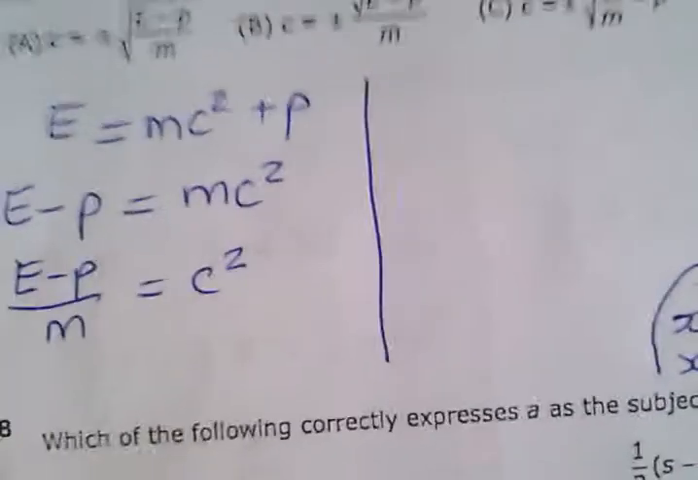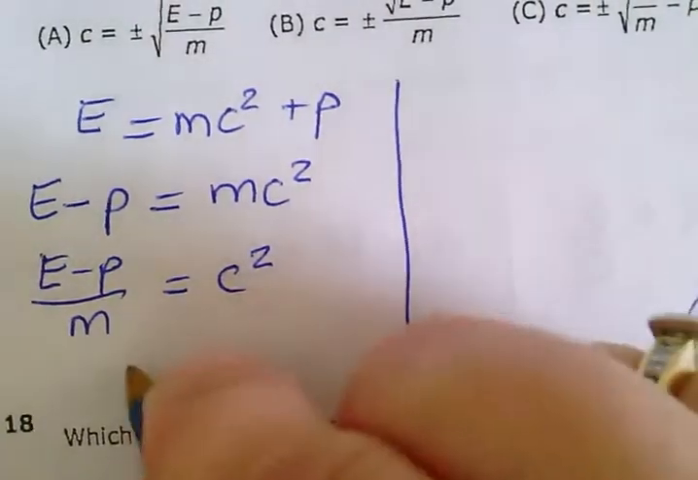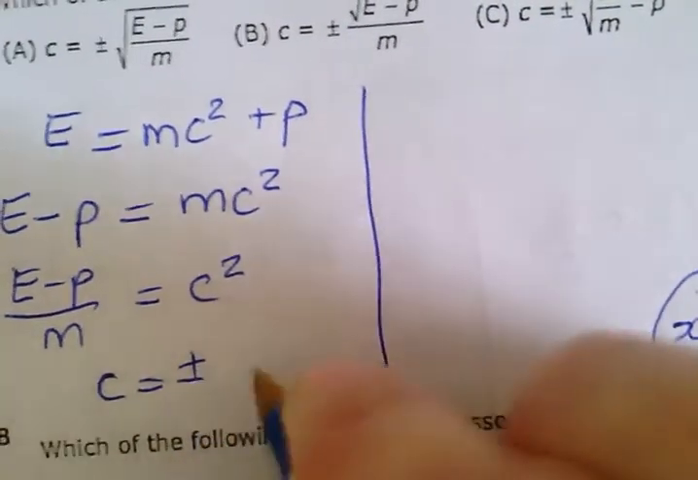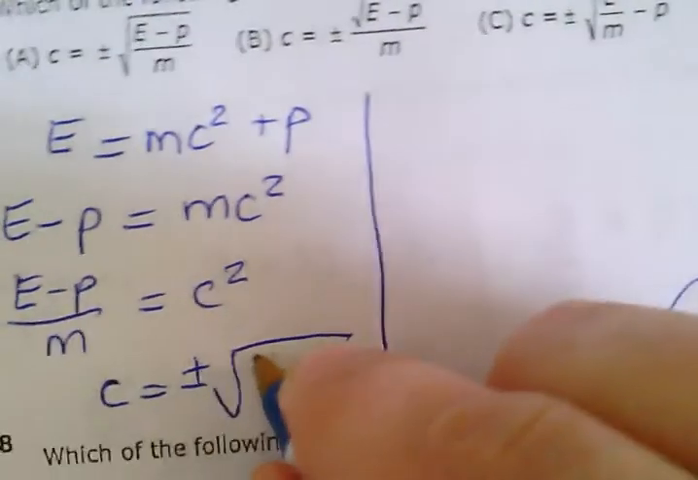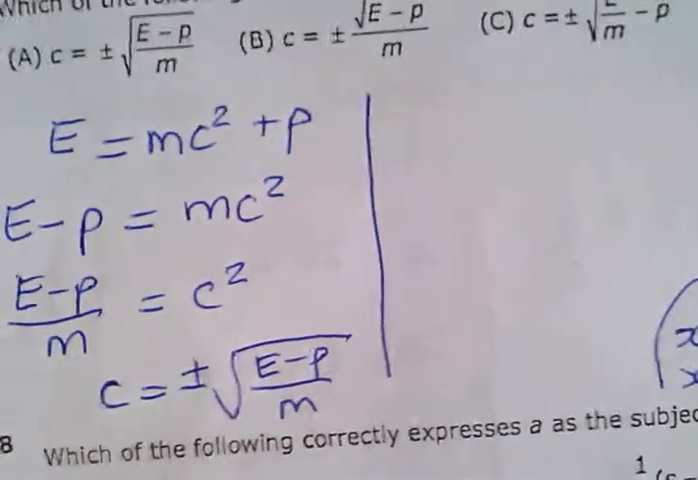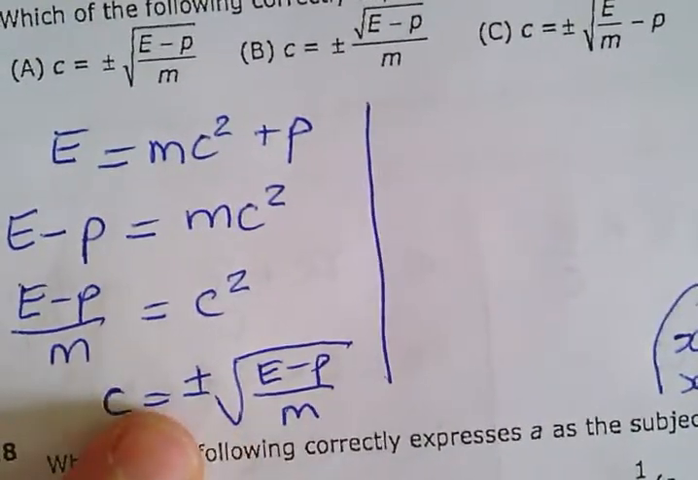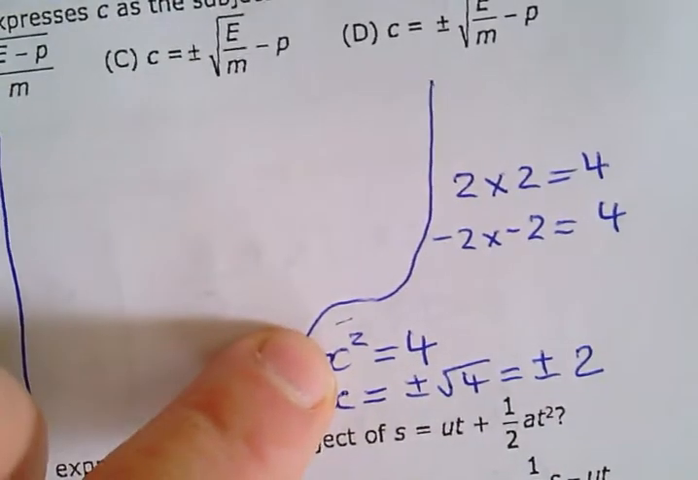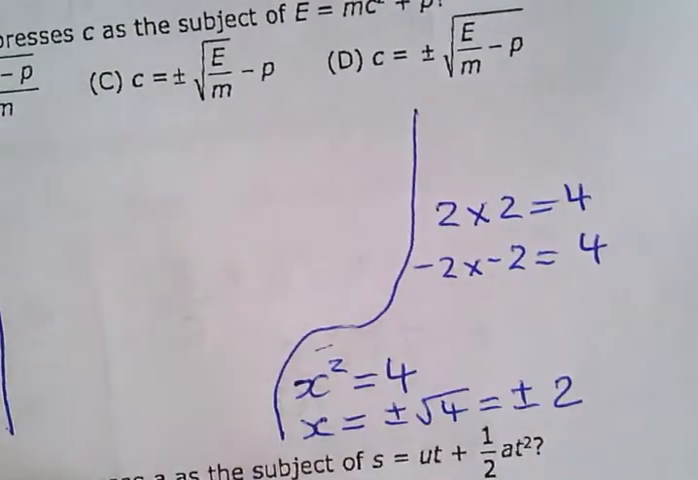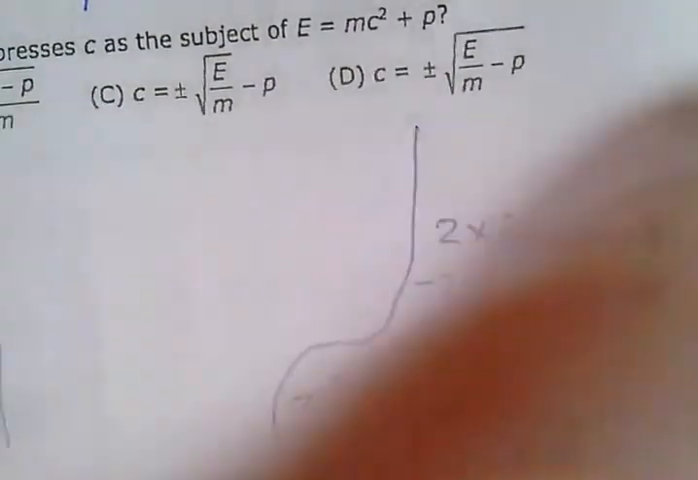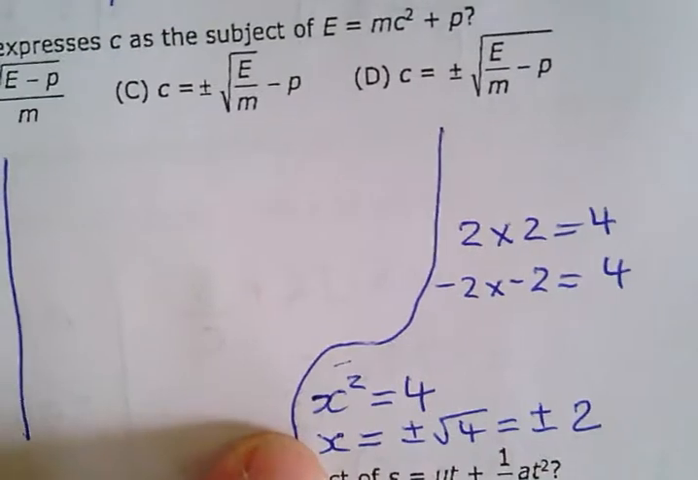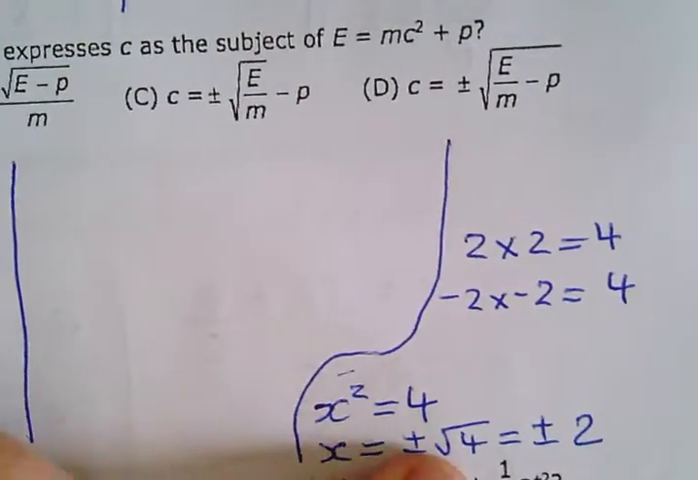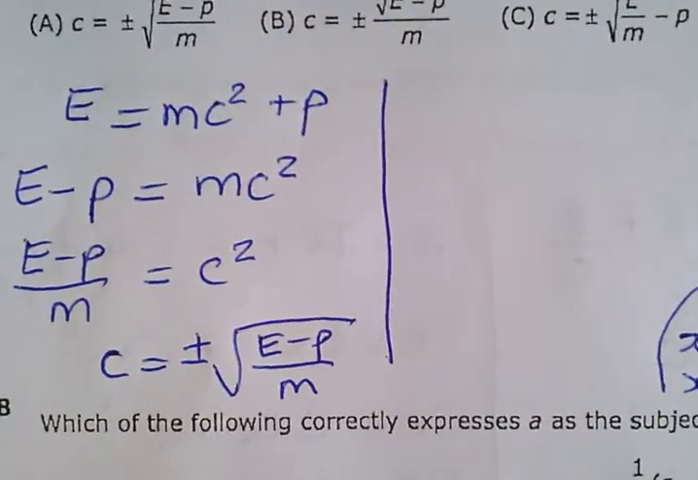So looking over here, we've got c squared equals e minus p over m. So c is plus or minus. You must not just do square root of the other side. You must do plus or minus the square root of the other side. The reason we do plus or minus the square root of the other side is what I've just shown you here. That if x squared is 4, x could be, 2 times 2 is 4, but negative 2 times negative 2 is also 4. So the next step from something squared is x is plus or minus the square root of 4, which is plus or minus 2. So this is why you see the plus or minus.